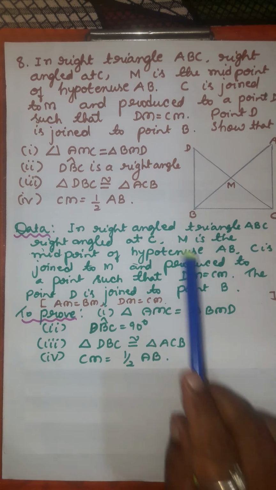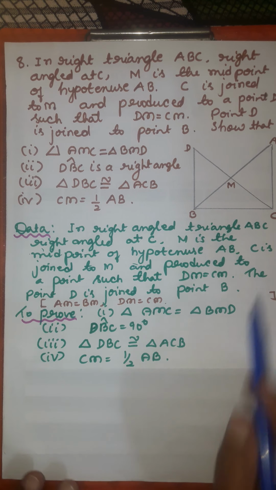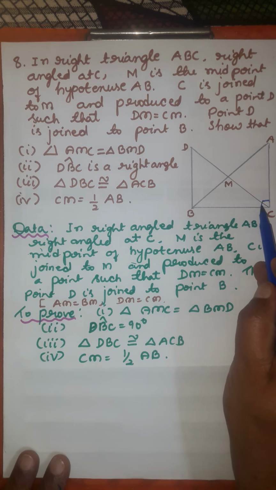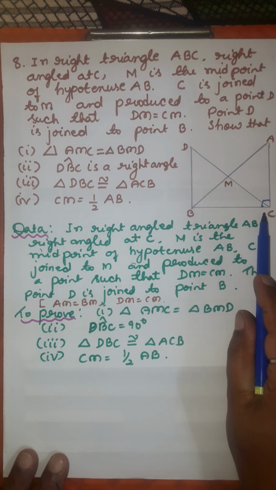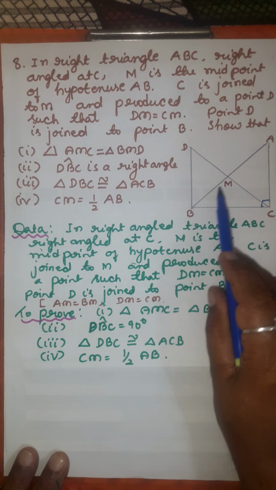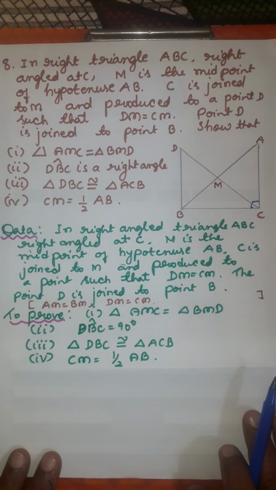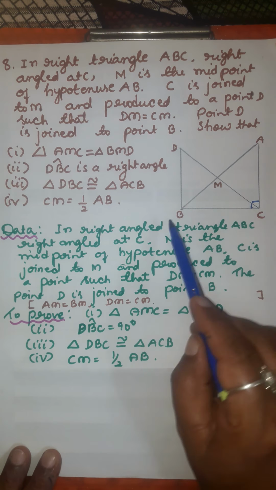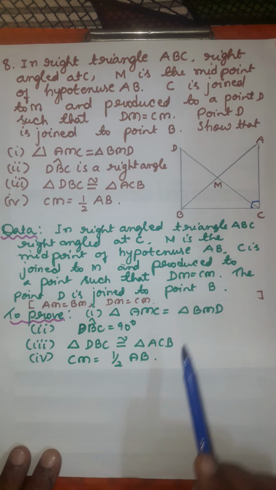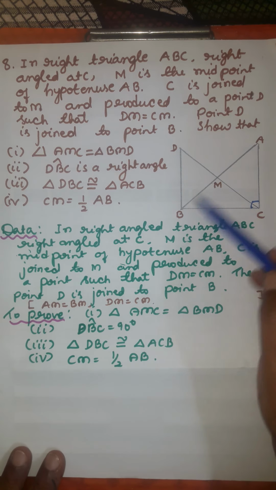In right triangle ABC, it is given that the triangle is right angled at C. M is the midpoint of hypotenuse AB. Once again, I am going to read it out. In right triangle ABC, right angled at point C, M is the midpoint of hypotenuse AB.